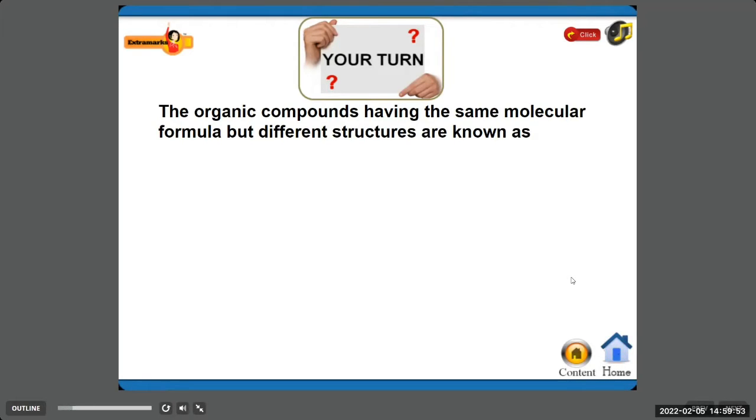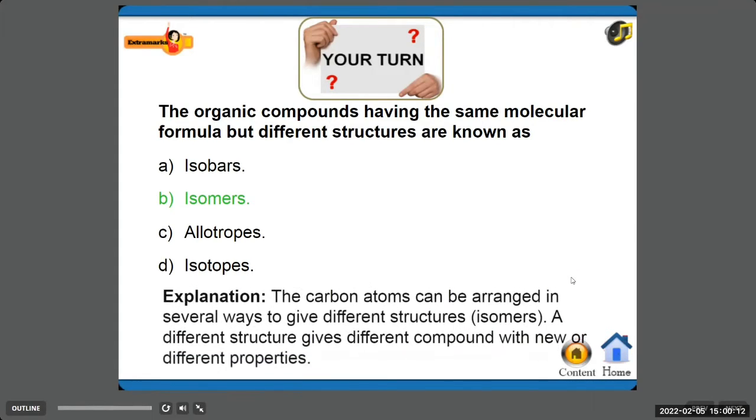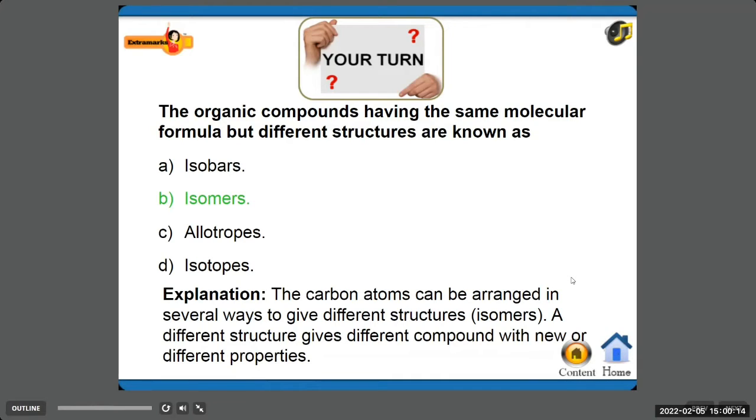Now it's your turn. The organic compounds having the same molecular formula but different structures are known as, and your options are option A, isobars, option B, isomers, option C, allotropes, and option D, isotopes. Here is the explanation. The carbon atoms can be arranged in several ways to give different structures. A different structure gives different compound with new or different properties.